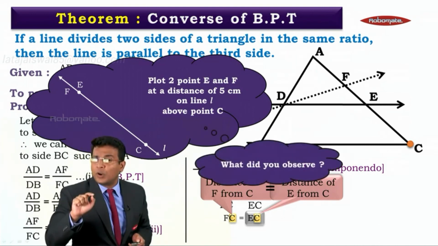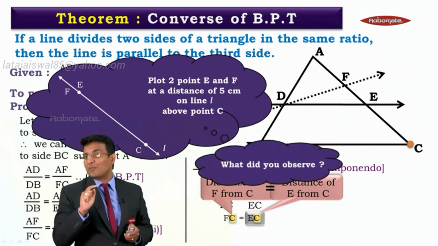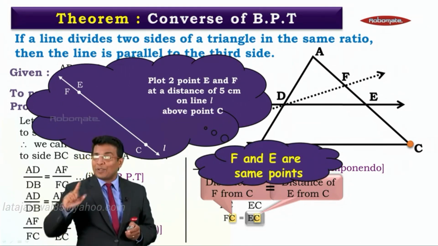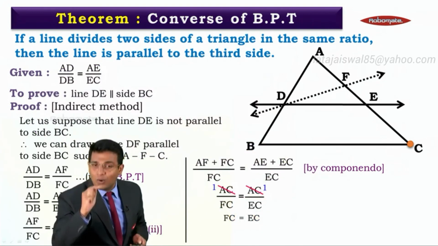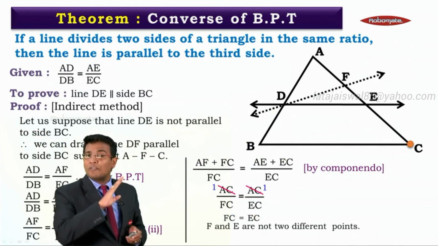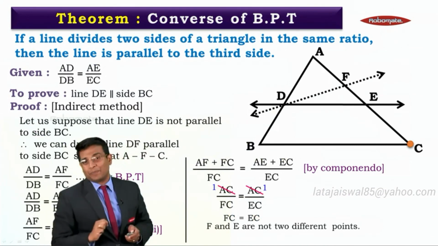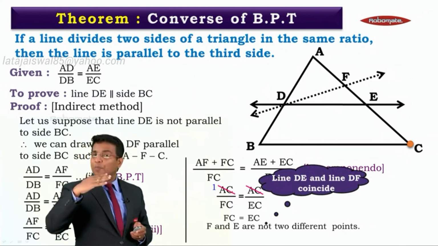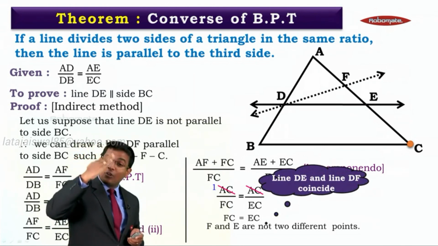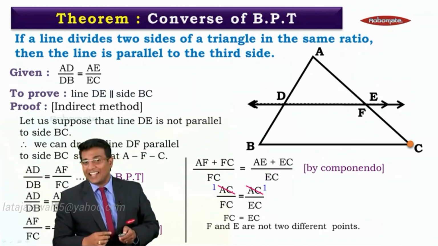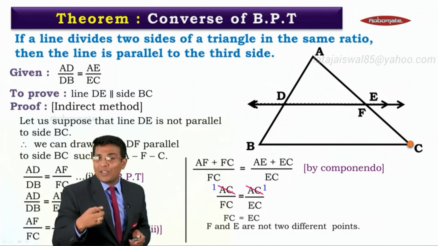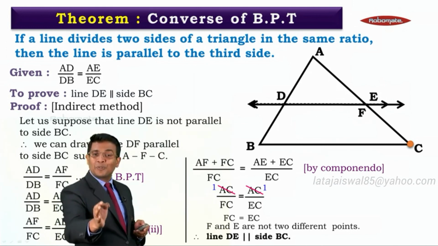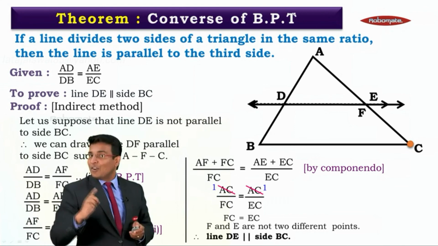Now, after doing this, what did you observe? Think carefully. What did you observe? Yes, F and E are the same point. They are not two distinct points. That means from FC is equal to EC, we can conclude that F and E are not two different points. They are one and the same. Beautiful. Now, understand. That means line DF and line DE will not be two different lines. They will be the same line. That means they will coincide like this. And if they coincide, that means now we can say that line DE is parallel to side BC. And that is what we were supposed to prove in the sum. Wasn't that easy? A very important theorem.